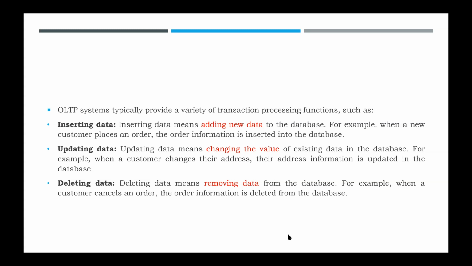Delete the data means removing the data from the database. That is, while coming from 3-1 to 3-2, the students will be promoted based on their attendance. If the attendance is less, he is going to be detained. So the detained list has to be updated by removing that student record from the database in the 3-2 data. Or for example, when a customer cancels an order, the order information is deleted from the database, right? Like this, they have the transactional processing functions.